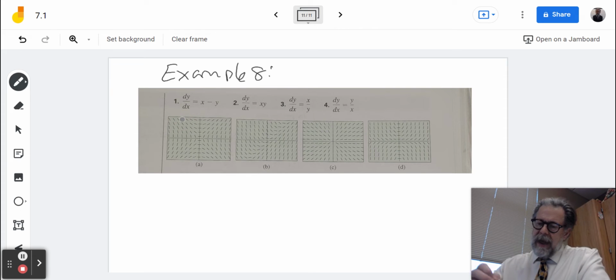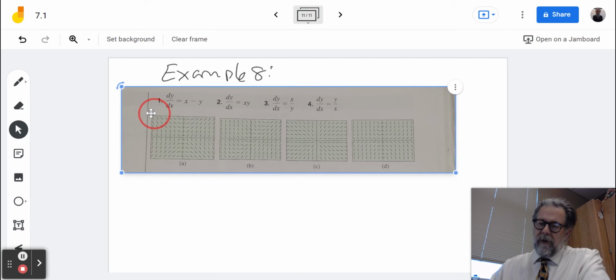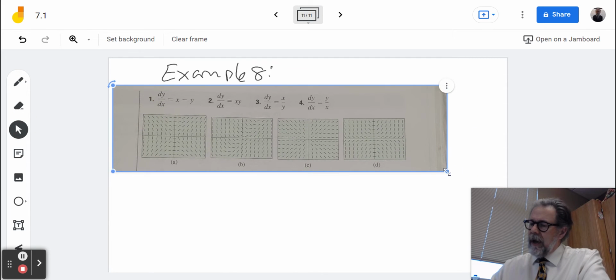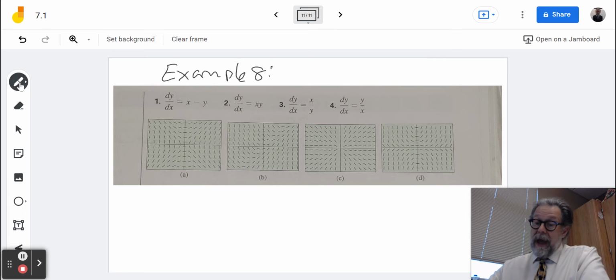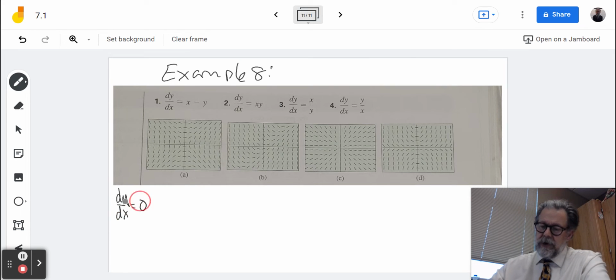So let's look at these graphs, and how do we decide which graph goes with which derivative? What I'm going to do is, again, go back and look at some of the ideas of, what happens when x equals 0? What happens when y equals 0? What happens when the derivative is equal to 0? So let's start with the derivative equal to 0, because these are easy to find on the graph. It will look like this on my slope field.